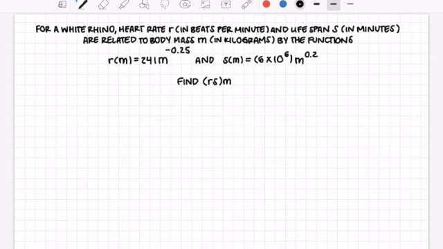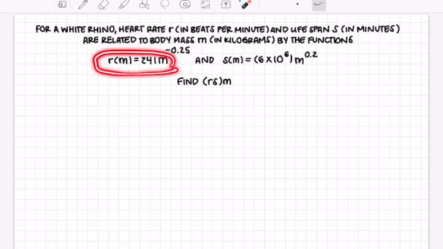So let's say that we have a word problem or a real-life situation. For a white rhino, heart rate, R, in beats per minute, and lifespan, S, in minutes, are related to the body mass, M, in kilograms by the functions: R of M is equal to 241 M to the power of negative 0.25, and S of M is equal to 6 times 10 to the power of 6 times M to the power of 0.2.